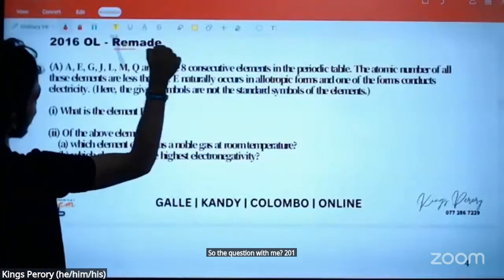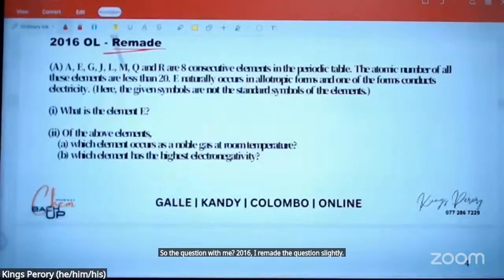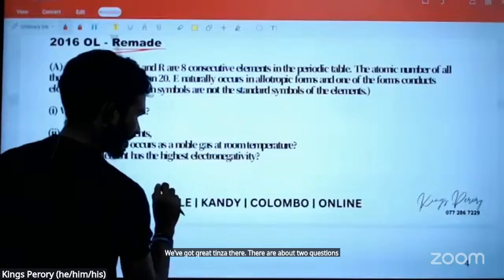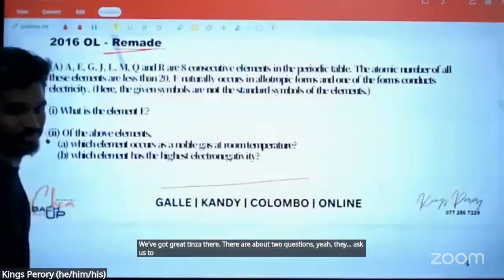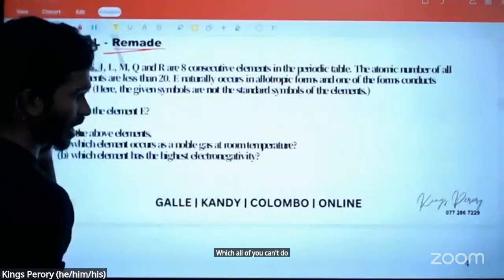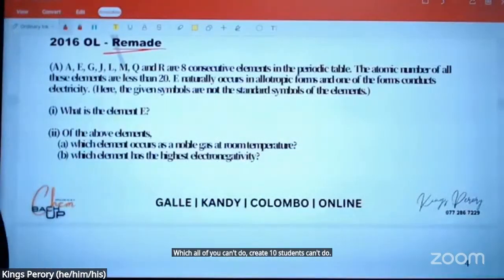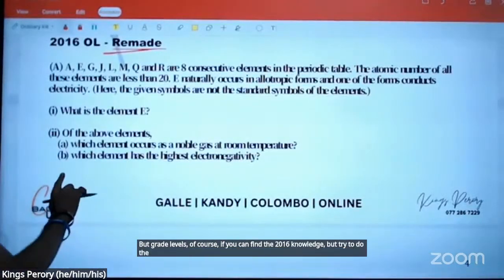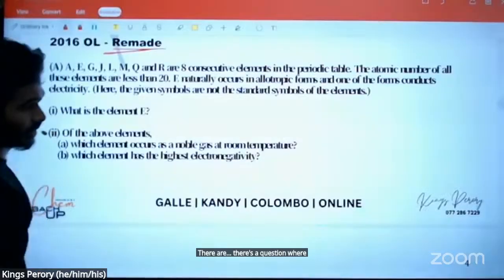2016, I remade the question slightly because grade 10s are there. There are about 2 questions there. They ask us to write the reaction, which grade 10 students can't do. But grade 11s, of course, if you can find the 2016 knowledge, try to do the correct one. There's a question where they ask the reaction. Try to write the reaction as well.